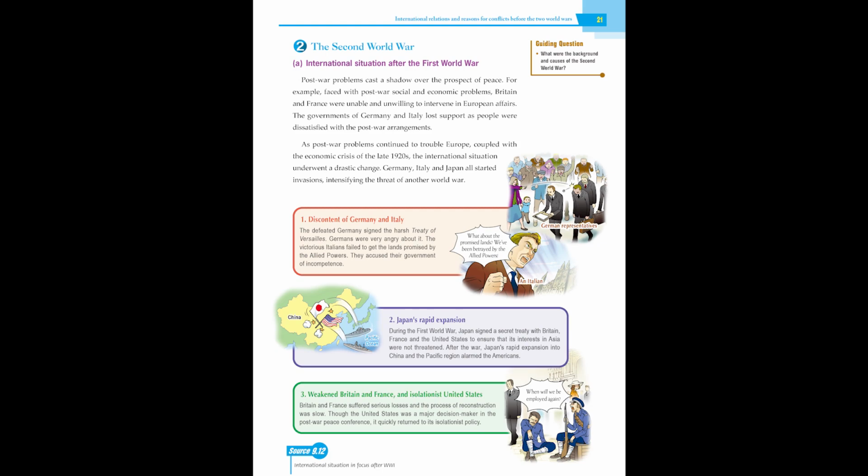2. Japan's rapid expansion. During the First World War, Japan signed a secret treaty with Britain, France, and the United States to ensure that its interests in Asia were not threatened. After the war, Japan's rapid expansion into China and the Pacific region alarmed the Americans. 3. Weakened Britain and France, the isolationist United States. Britain and France suffered serious losses and the process of reconstruction was slow. Though the United States was a major decision-maker in the post-war peace conference, it quickly returned to its isolationist policy.